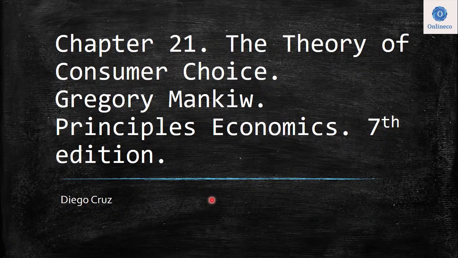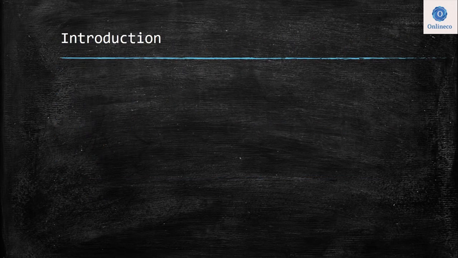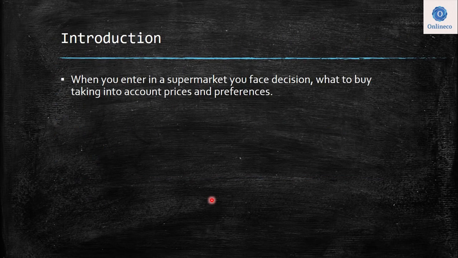We're going to talk about the theory of consumer's choice. This is chapter 21 of the book Principles of Economics, 7th edition, by Gregory Mankiw. So first, it's important to locate ourselves in the situation that we are going to present throughout this chapter.